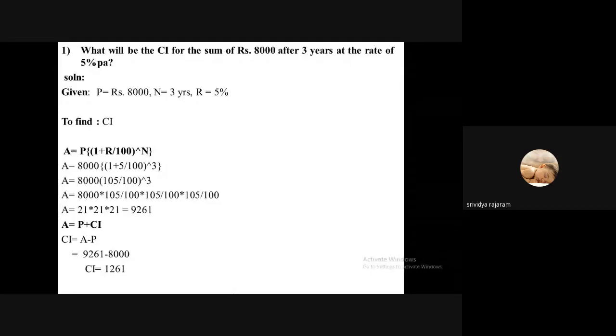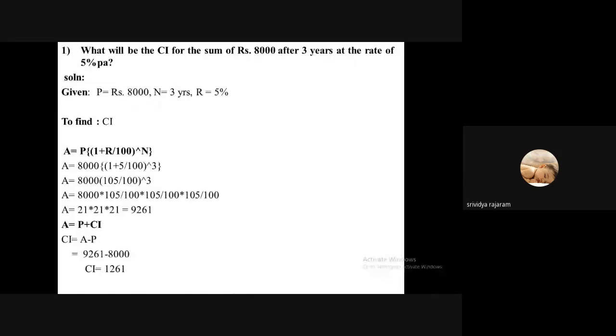9,261. But what is being asked in the question is to calculate the compound interest. We have to calculate CI. So we know the formula, right? A is equal to P + CI. We have calculated the value of A and the P value is given as 8,000. So from that we can calculate the value of the interest. It is nothing but A minus P, that is 9,261 minus the initial amount 8,000. So the compound interest we are getting is 1,261.